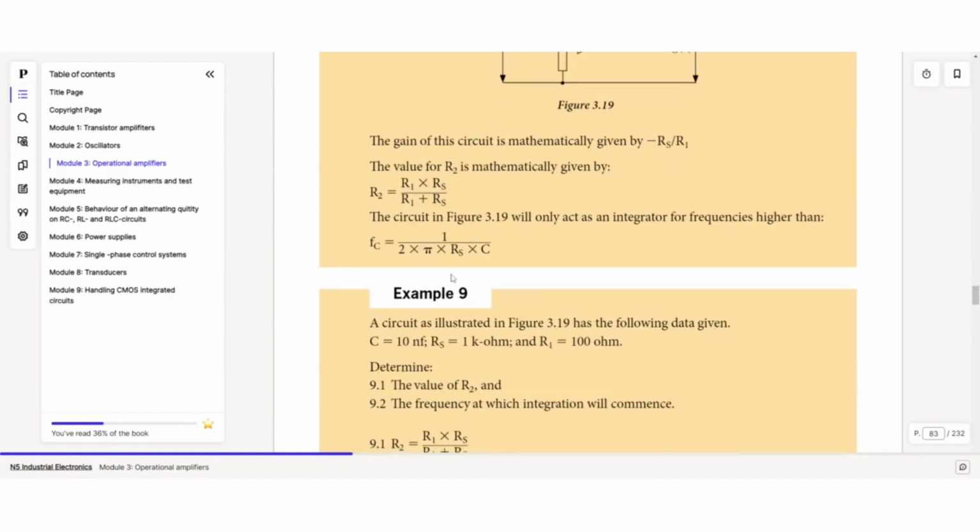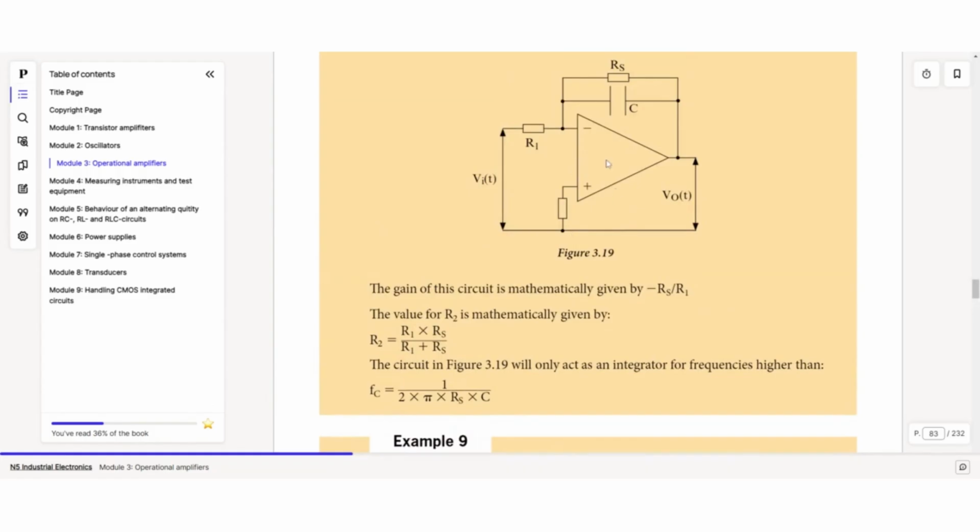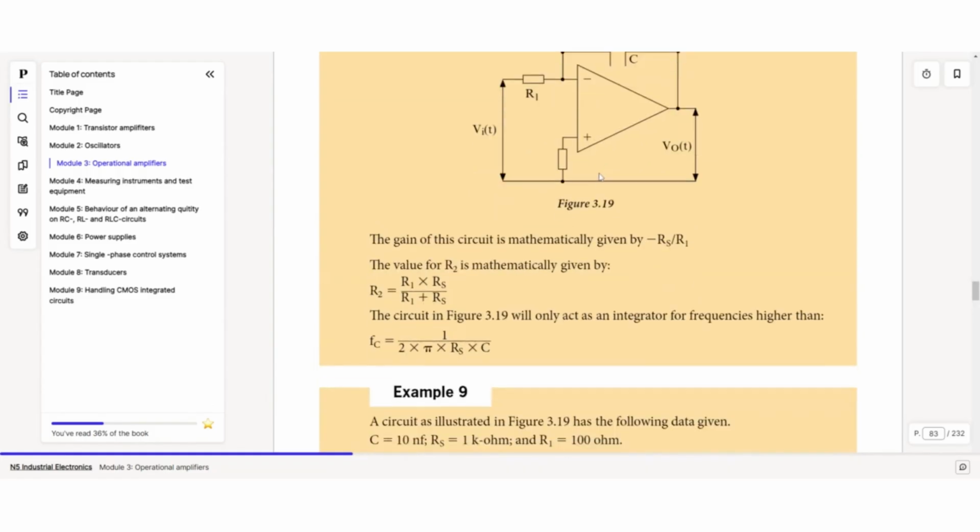And then you have your frequency at which integration will occur. Essentially what this practical circuit does is prevent integration of a signal below a certain frequency. You're basically creating a cutoff frequency at which integration will start happening. So if, let's say, the frequency is 100 hertz, everything under 100 hertz is not going to get integrated. Only a signal of 100 hertz and above will get integrated.